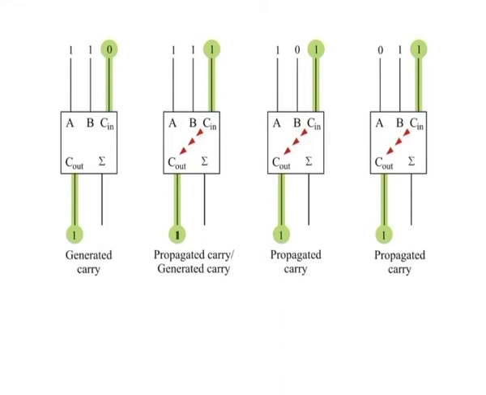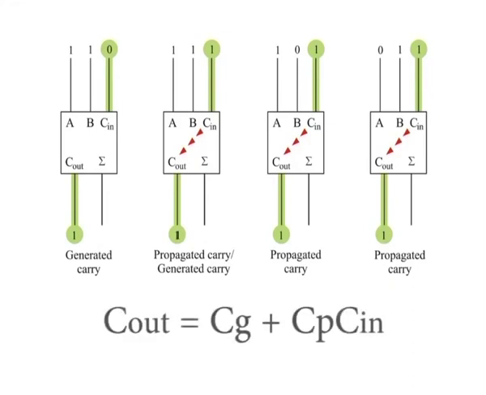The output carry of a full adder can be expressed in terms of both the generated carry Cg and the propagated carry Cp. We get an output carry of 1 if it is generated by the full adder, or if the adder propagates the input carry and Cin is equal to 1. This relationship is expressed as Cout = Cg + Cp · Cin.